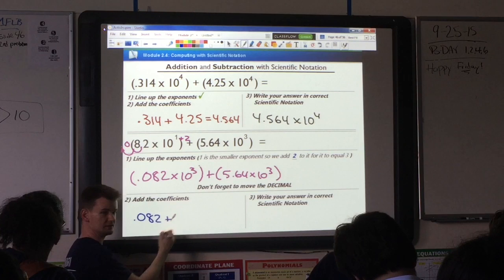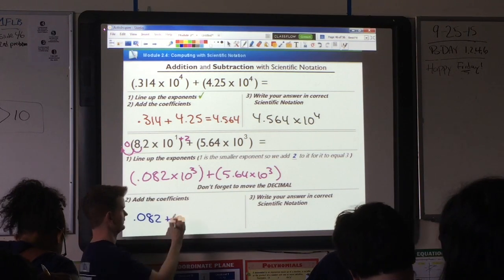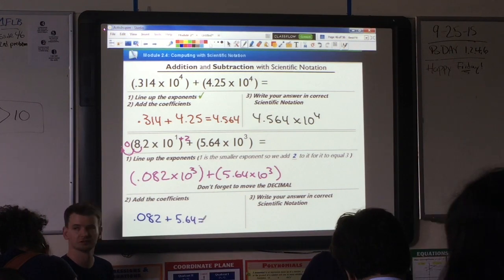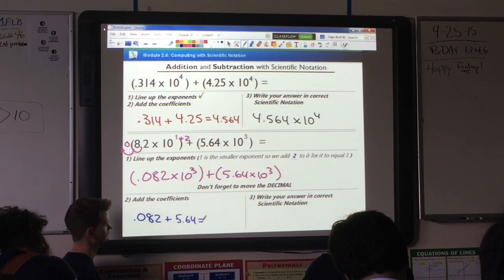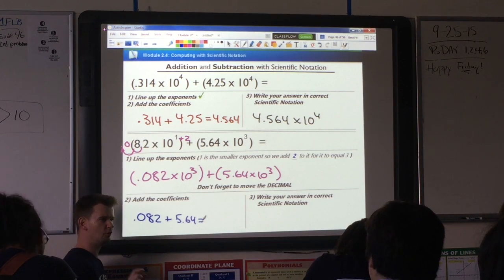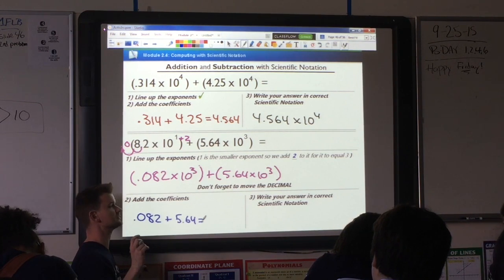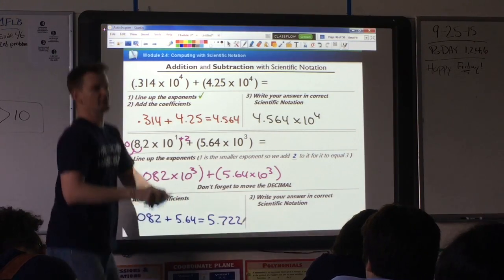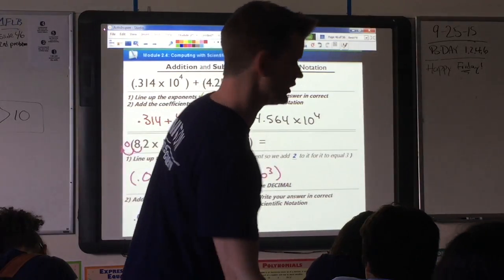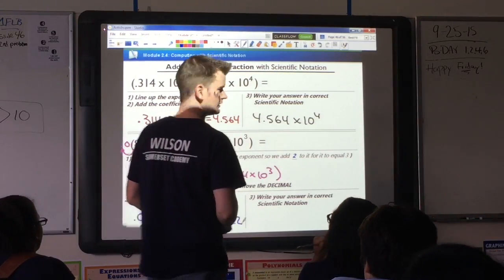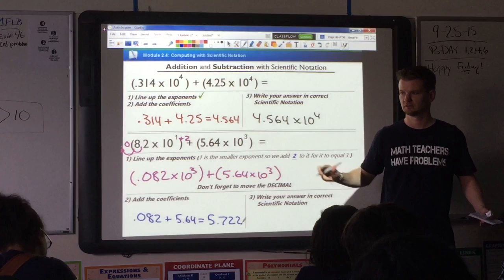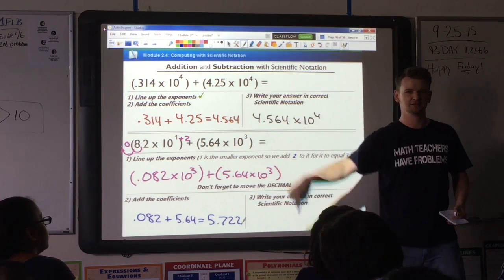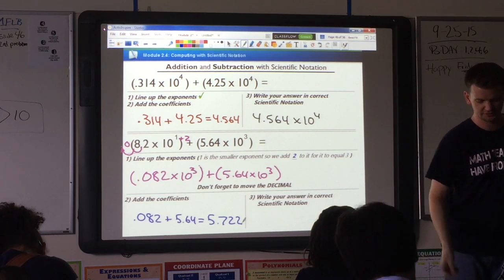So it's 0.082 plus 5.64. Anybody know what that equals? Yeah. I got 5.722. 5.722 is correct. It becomes 5.722. Is that a good coefficient? Yes. Why? Because it's greater than or equal to 1 and it's less than 10. All right, so it's a good coefficient.